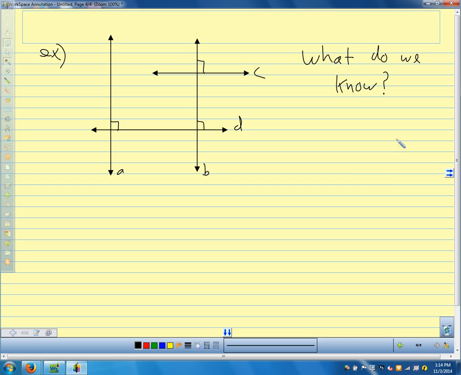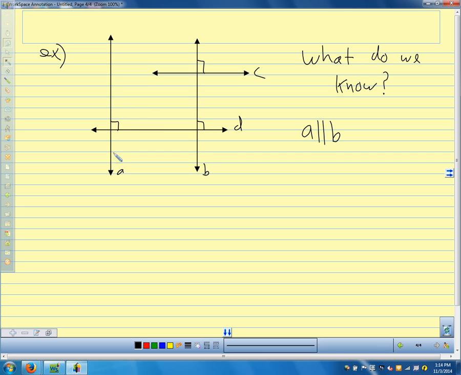So let's ignore this part up here for now. Let's just ignore this little crossing. I have line A and line B, both perpendicular to line D. So what does that tell us? They're parallel. A is parallel to B because they're perpendicular to the same line.